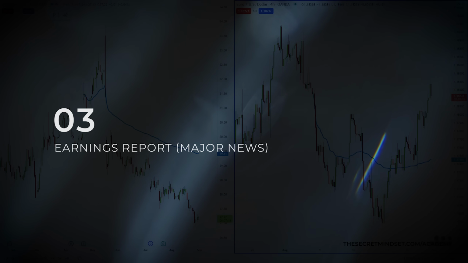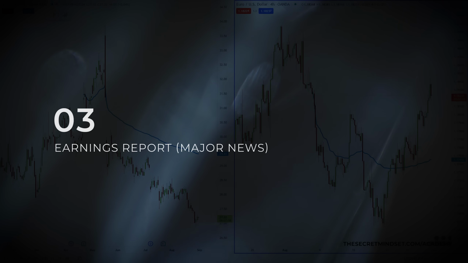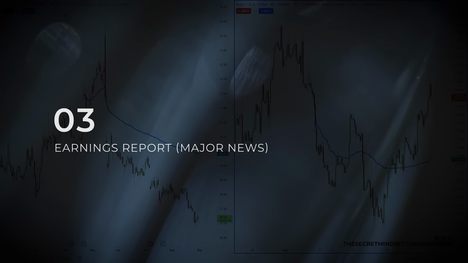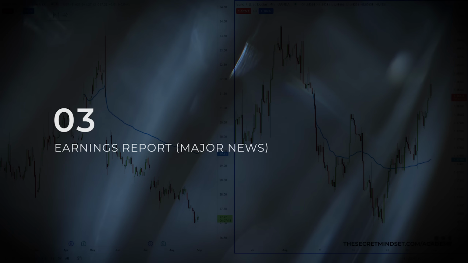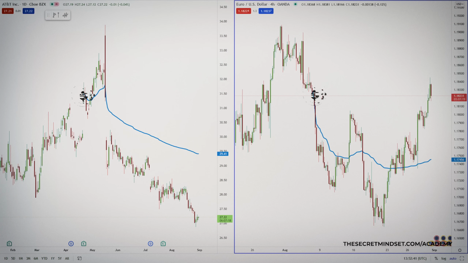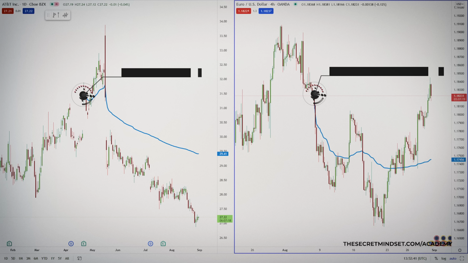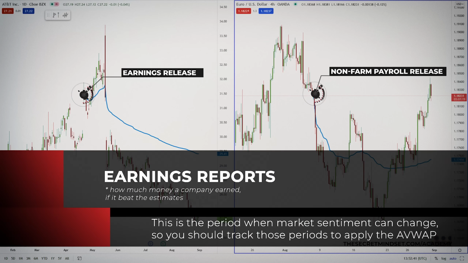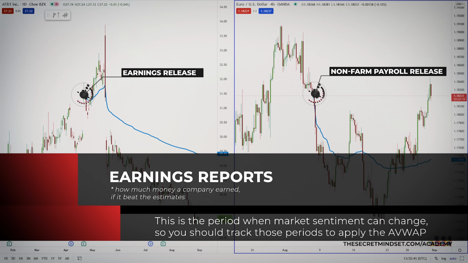Third anchor point, earnings report for stock trading or non-farm payroll for Forex trading. The earnings season is the most interesting period for any stock trader. It comes after every 3 months, when companies release their quarterly earnings. This is when a company tells you how much money they earned, if they beat the estimates.